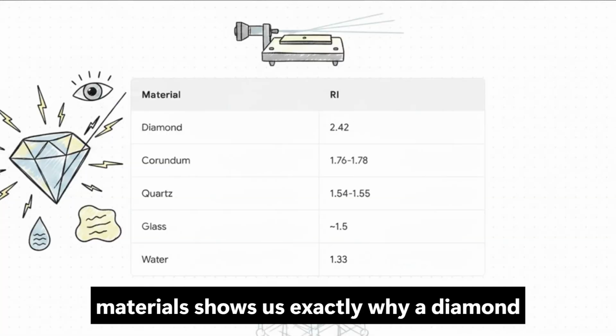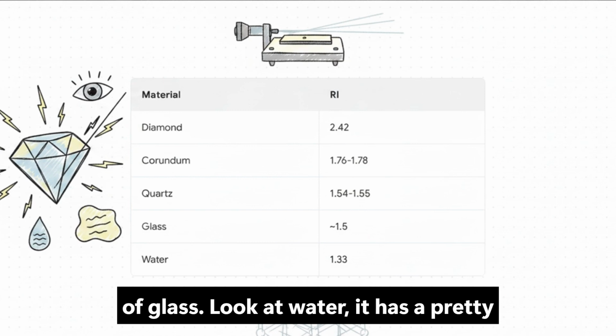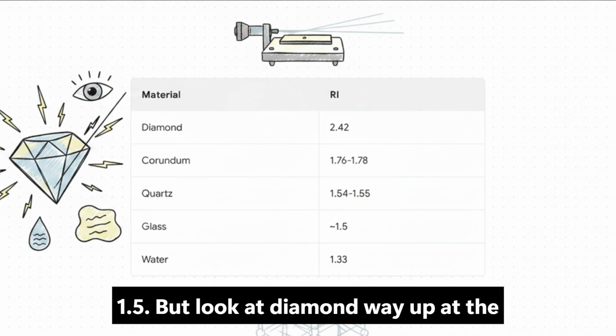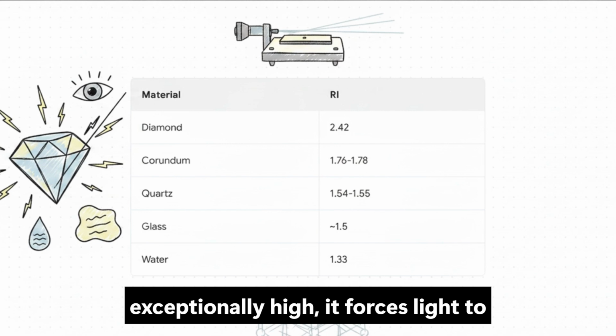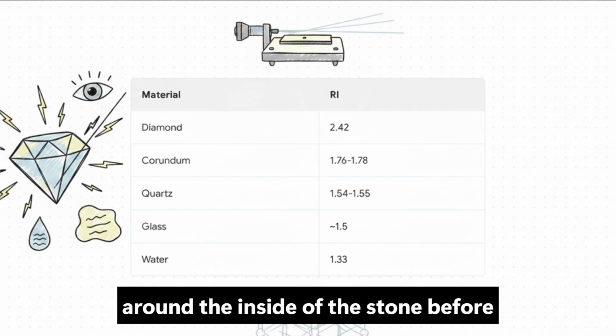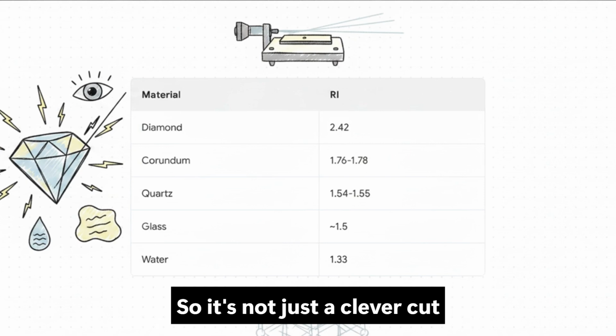And comparing different materials shows us exactly why a diamond looks so much livelier than, say, a piece of glass. Look at water. It has a pretty low RI of 1.33. Glass sits right around 1.5. But look at diamond way up at the top. Because its RI is just so exceptionally high, it forces light to bend drastically and literally ricochet around the inside of the stone before finally blasting back out to your eye. So it's not just a clever cut doing the work, it's hardcore physics.